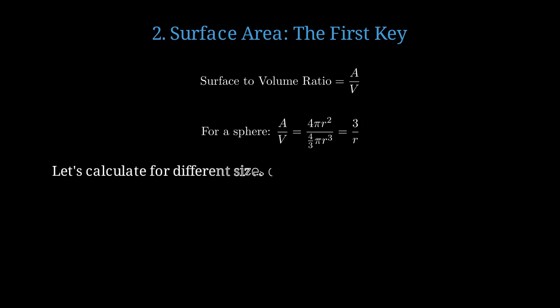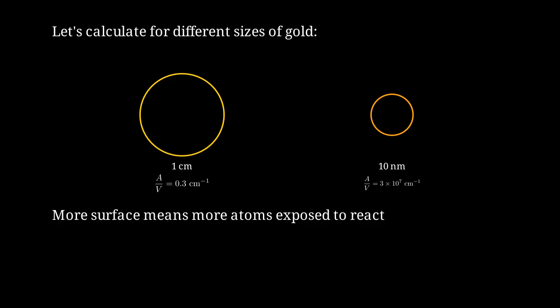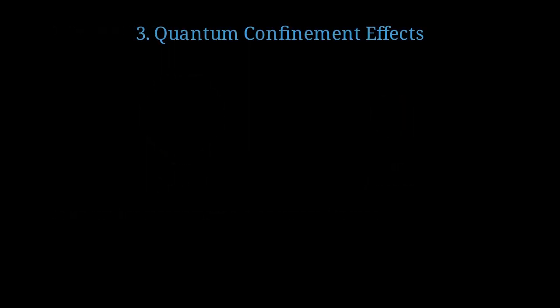Let's compare actual numbers for different sizes of gold particles. A 1 centimeter gold sphere has a surface-to-volume ratio of 0.3 per centimeter, but a 10 nanometer gold particle has a ratio 100 million times larger. This massive increase in surface area means many more gold atoms are exposed and available to participate in chemical reactions. But surface area alone doesn't explain everything.